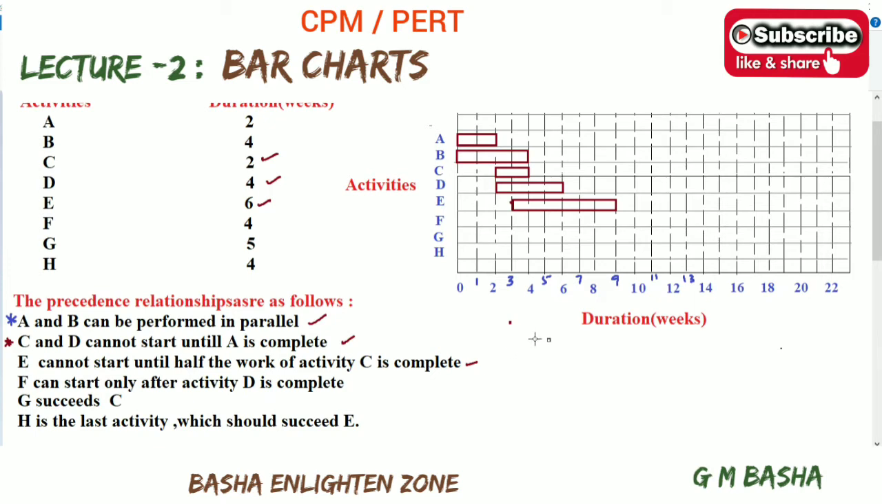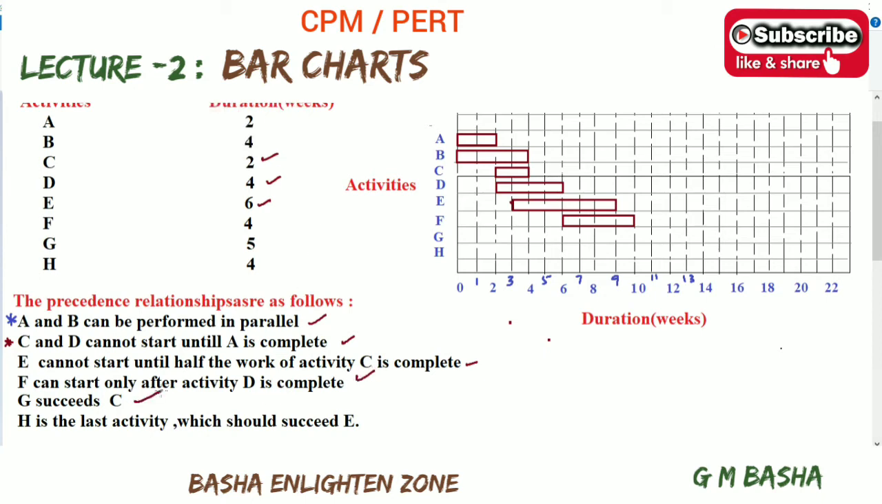Then go to F. F can start only after activity D is completed, and the duration of F will be 4 weeks. So D ends around the 6th week, and from here F runs for 4 weeks: 1, 2, 3, 4. So F can be started after D is completed. Okay, then go to the next step.